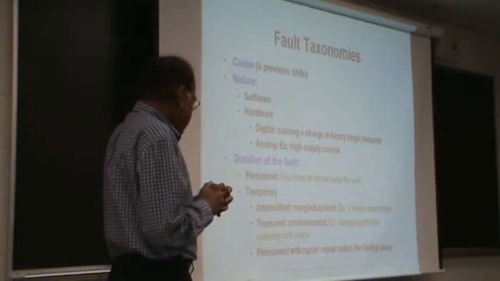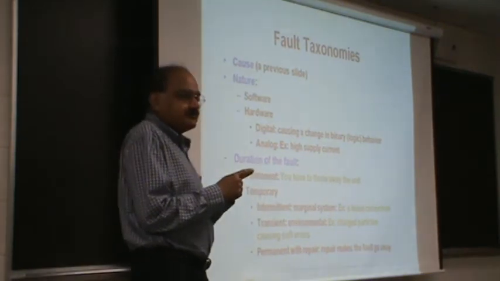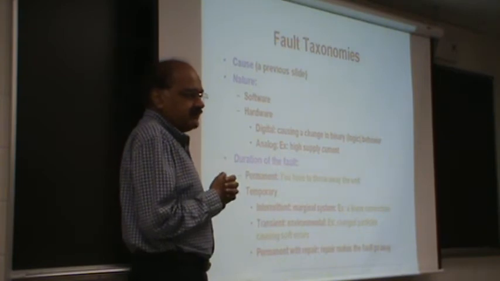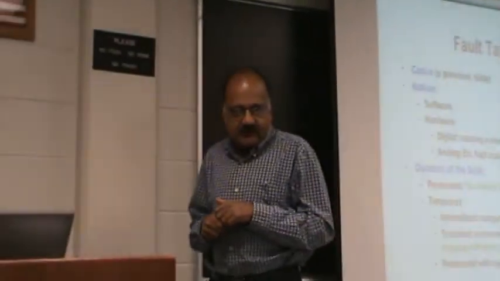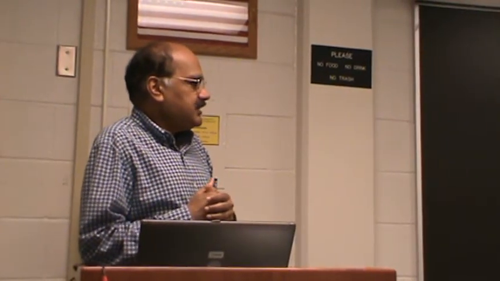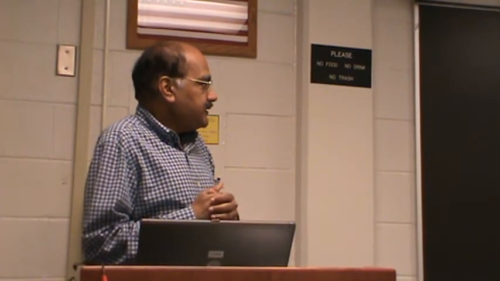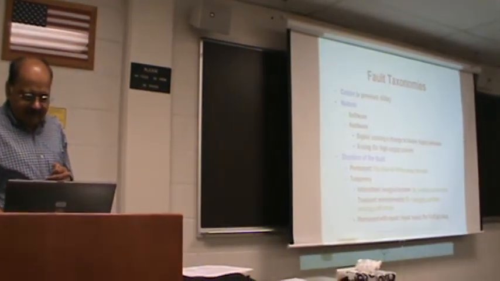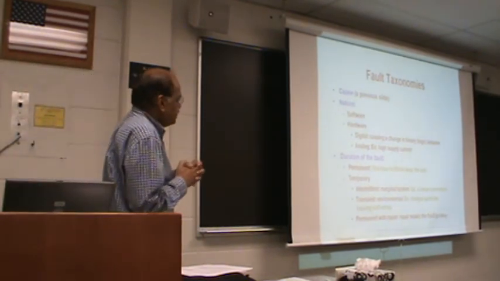and flips a bit somewhere. Now if you have a permanent fault, but you can fix it, then the fault is gone, so you can classify it under temporary. So this is our fault taxonomy. Any questions on these?